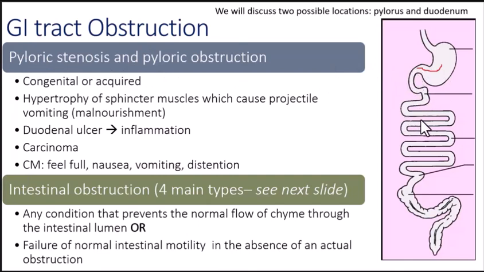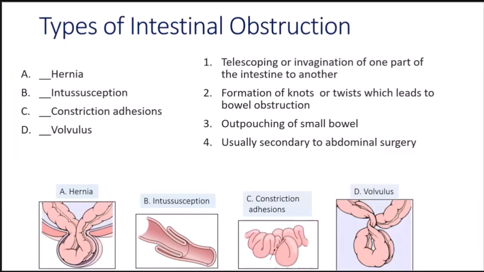We're going to be looking a little bit more distally, or further down the digestive tract now, at different types of intestinal obstructions that can exist. And this can be caused by any condition that prevents the normal flow of chyme through the intestinal lumen, or a failure of normal intestinal motility, that normal peristaltic movement, in the absence of an actual physical obstruction. There are four main types of intestinal obstruction listed here: hernia, intussusception, constriction adhesions, and volvulus, and we're going to match them to their appropriate definition.